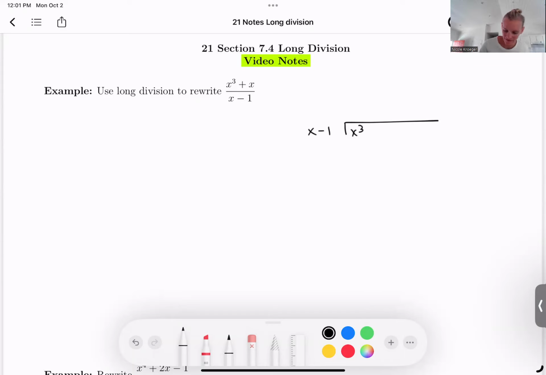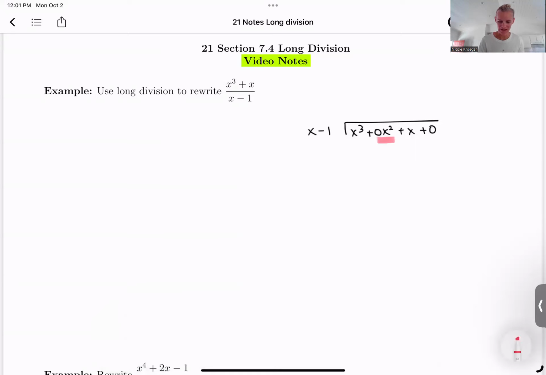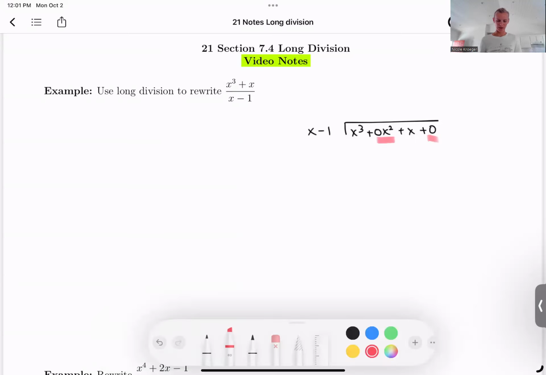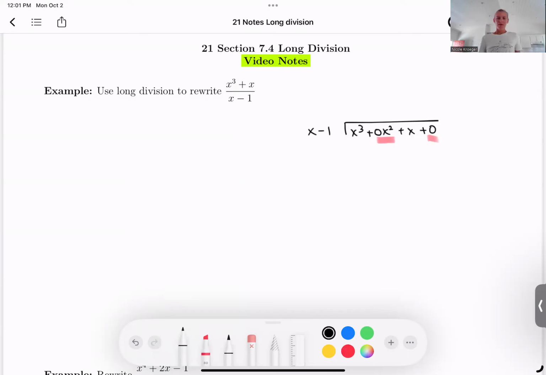And we want to write this as x cubed plus 0x squared plus x plus 0. What I'm doing here is I want to include all of the powers of x starting at 3 and going down to 0. And if there's a term that's missing, I put a 0 with it. So I want the x squared and the linear term, and that's why I put the 0 there. And so now, how do I do the long division?